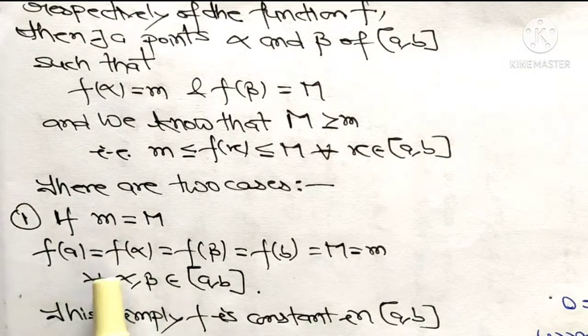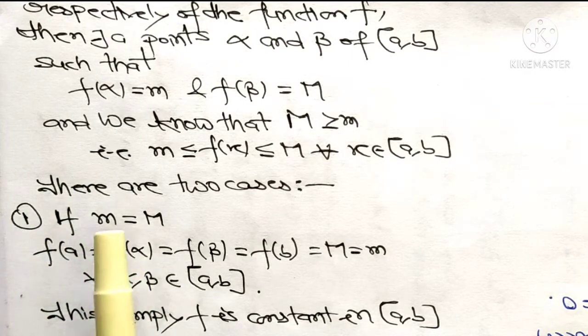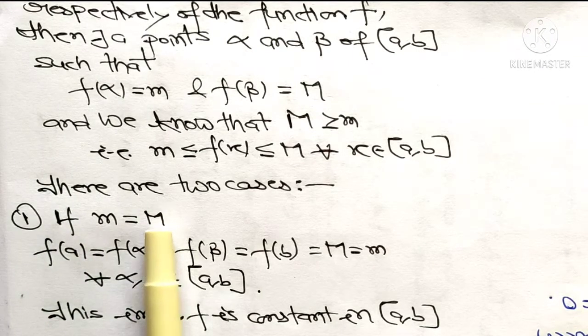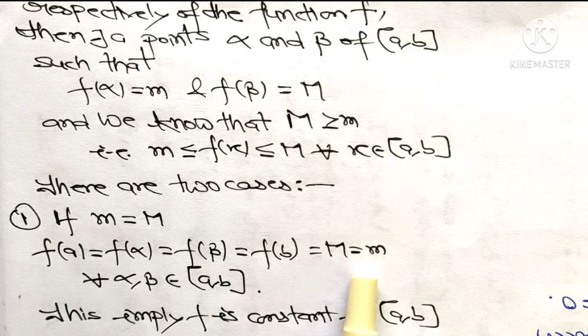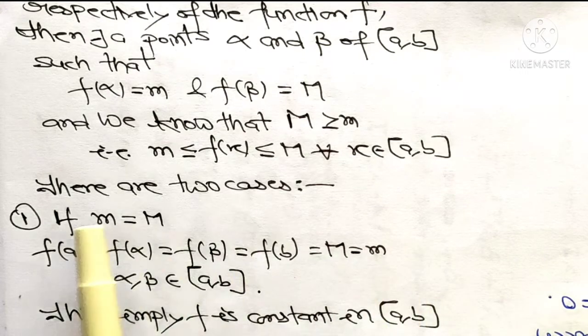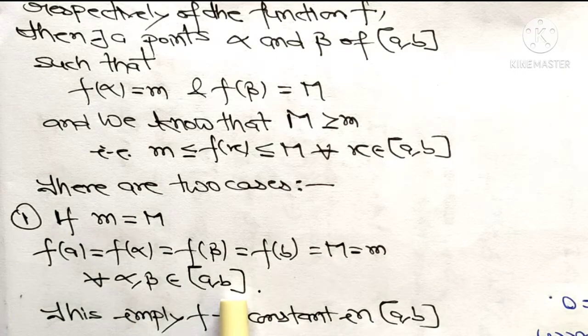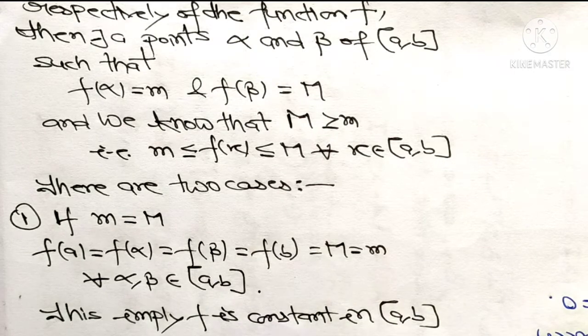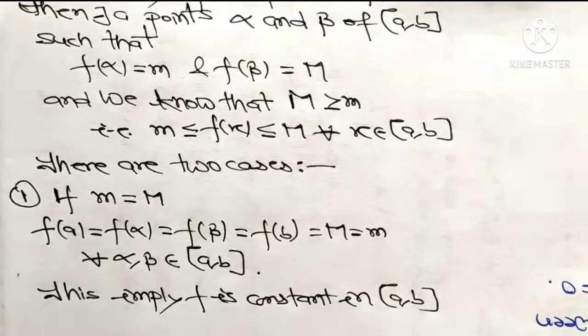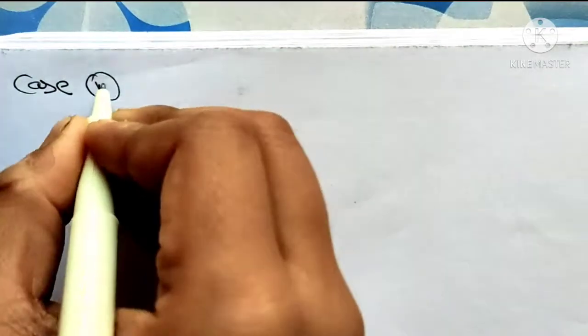So in the first case we just assume that if supremum and infimum of the function are the same, then in closed interval [a, b], f(a), f(alpha), f(beta) and f(b) are equal to the supremum and infimum itself, which are equal, and alpha, beta belong to closed interval [a, b]. This implies that f is constant in closed interval [a, b], because supremum and infimum of a constant function are the same. Now case 2.